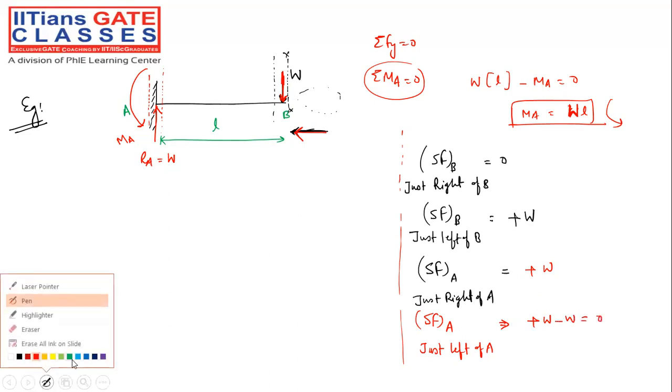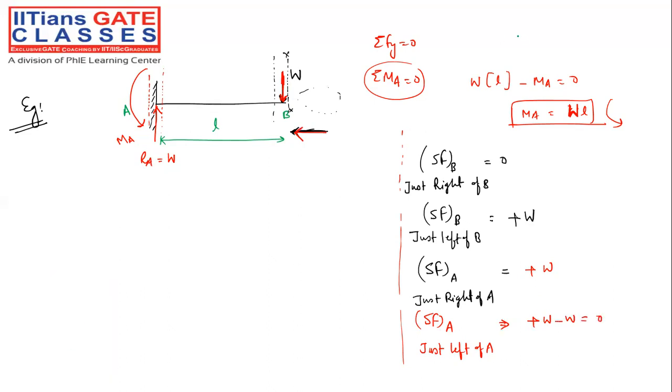Again, some of you might be confused, so let me clear that particular A point. A point is here. When you are taking just to the right and you are moving like this, you are only able to find one load, that is in the downward direction. And according to our sign convention, downward direction is positive W. That is what we have written.